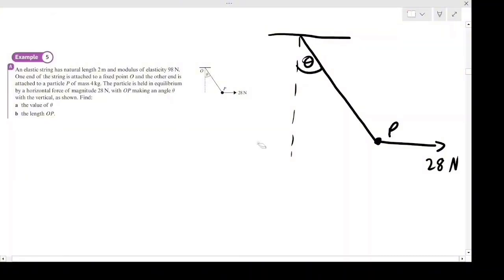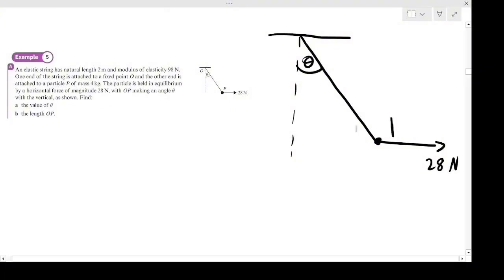Now, what's happening here is, this is my string here, right? And obviously this is my fixed point of the string. But you can see the difference with this example compared to the others is it's not completely vertical, so it's not hanging down completely like this. It's sort of at an angle, right? So we can do pretty much the same things, but we're going to need to split up the forces horizontally and vertically.